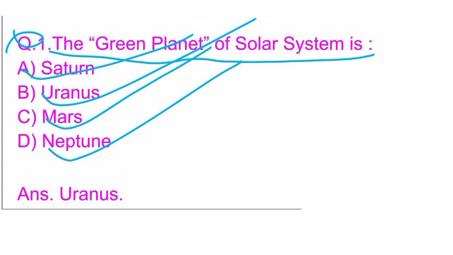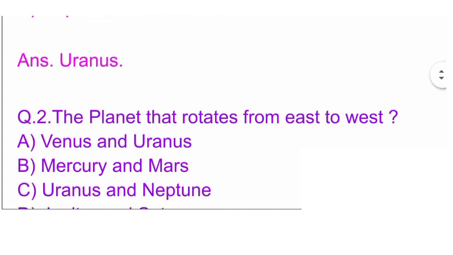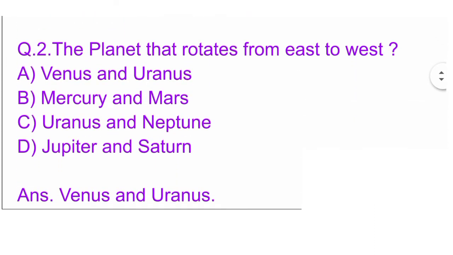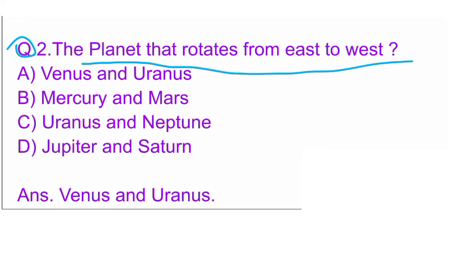Question number 2: the planets that rotate from east to west. Option A, Venus and Uranus; B, Mercury and Mars; C, Uranus and Neptune; D, Jupiter and Saturn. The correct option is A, Venus and Uranus.